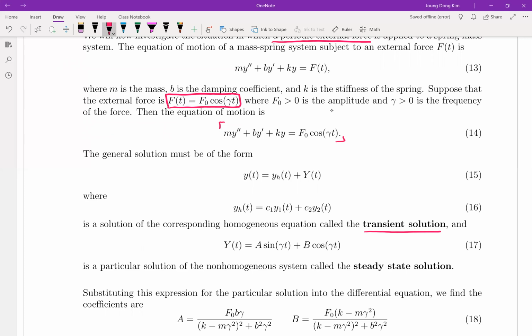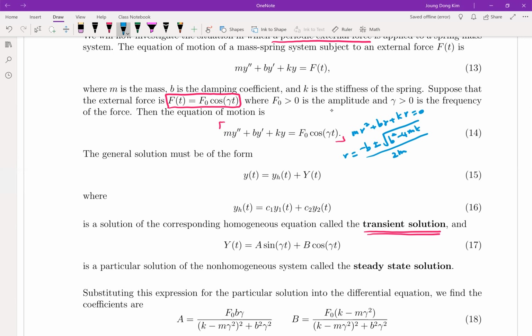Let me try to explain why. When you solve the characteristic equation for the corresponding homogeneous equation, it will be m r squared plus b r plus k equals 0. Then definitely we're going to use the quadratic formula. Then r is equal to minus b plus or minus the square root of b squared minus 4mk over 2m, right?